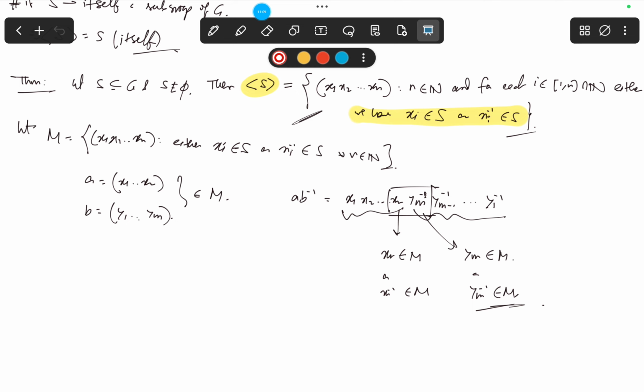So if we just go pointwise, let us take x1. Either x1 is in S or x1 inverse is in S. If we take x2, either x2 is in S or x2 inverse is in S. Similarly it is true up to xn. Now for ym inverse, since ym is a coordinate point for B, either ym is in S or ym inverse is in S. So yeah, this will be S, not M.